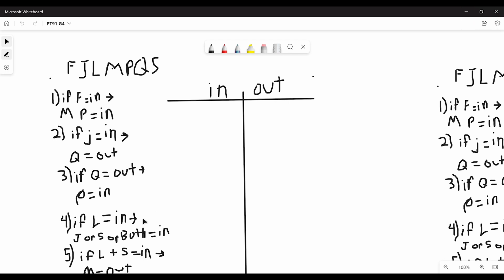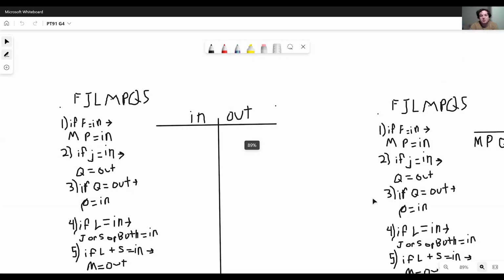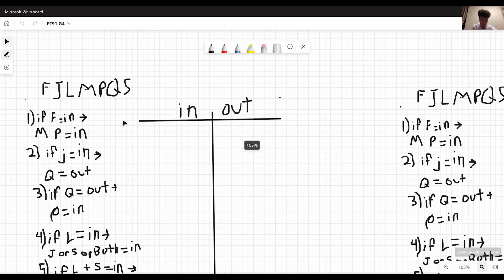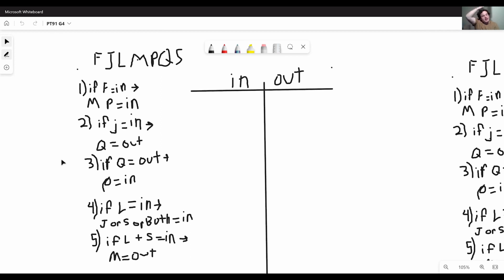Yes. Okay. So does that make sense, Thomas? Yes, absolutely. Number 2, if J is in, then Q is out, right? That's what number 2 is saying. Number 3 is saying if Q is out, then P has to be in. And 4, if L is in, J or S or both are in. And number 5 is saying if both L and S are in, then M has to be out.